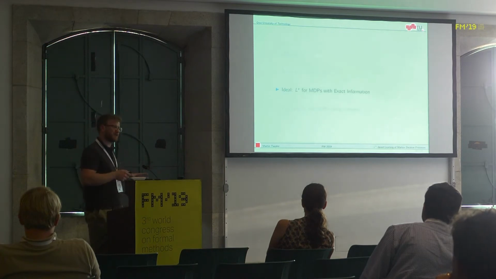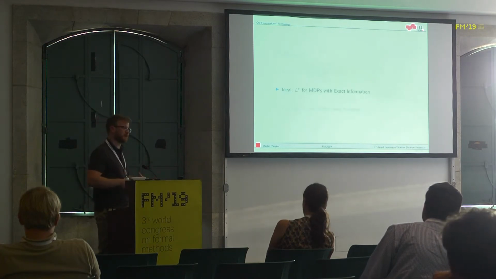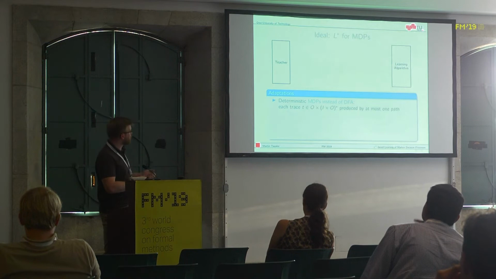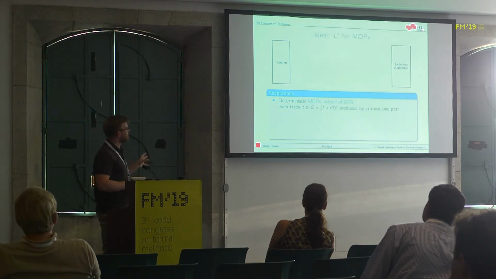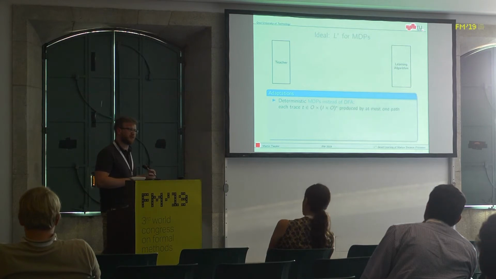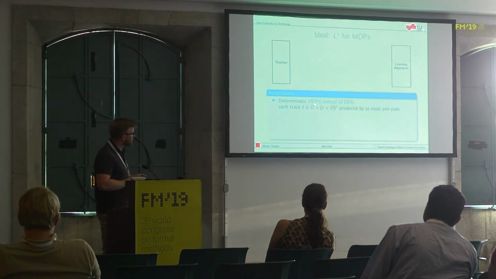Now let's move to the ideal setting where we assume exact information about the Markov decision processes that we want to learn. Here we also use a teacher and a learner. But now we learn deterministic MDPs rather than DFAs. Deterministic here means that every input-output trace that starts with an output and ends with an output is produced by at most one path. So for every trace, the state reached by the trace is uniquely defined.